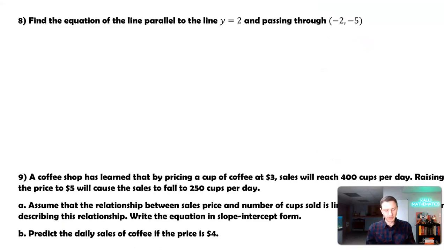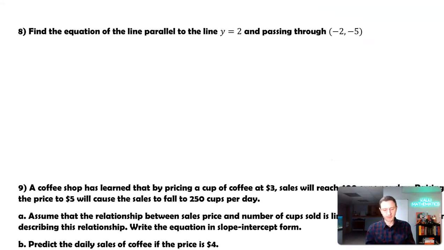There's a couple problems left. Find the equation of the line parallel to the line y equals 2 and passing through negative 2, negative 5. So find the equation of the line parallel to this equation. What did we just talk about a second ago? Y is equal to 2 is a horizontal line at the y value of 2 and we want it to pass through the point negative 2, negative 5.